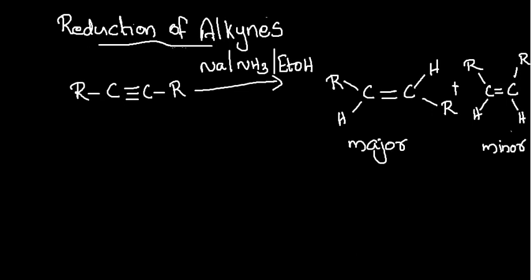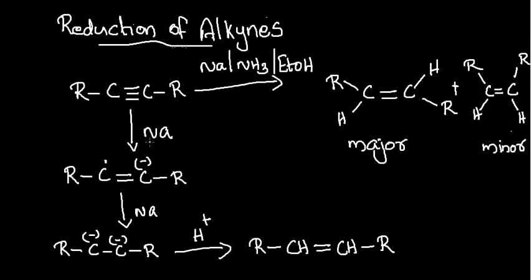Then the last application of metal dissolving reduction is reduction of alkynes. Here reduction of alkynes is highly stereospecific. Alkynes are reduced into trans alkenes. This is our alkyne. Alkyne in the presence of sodium metal, liquid ammonia, ethanol will be converted into an alkene and it will be the trans alkene. That will be the major product and the cis alkene will be the minor product.